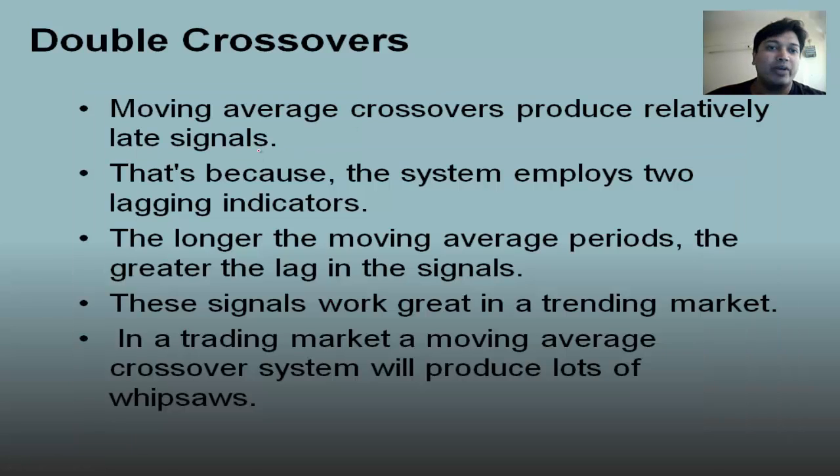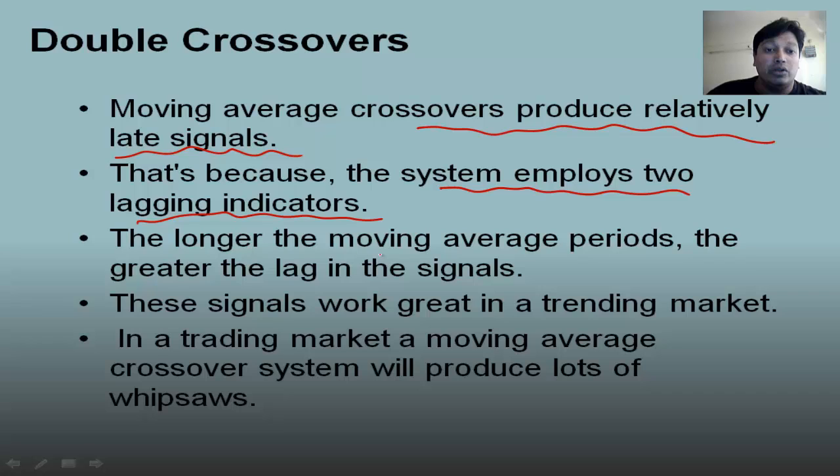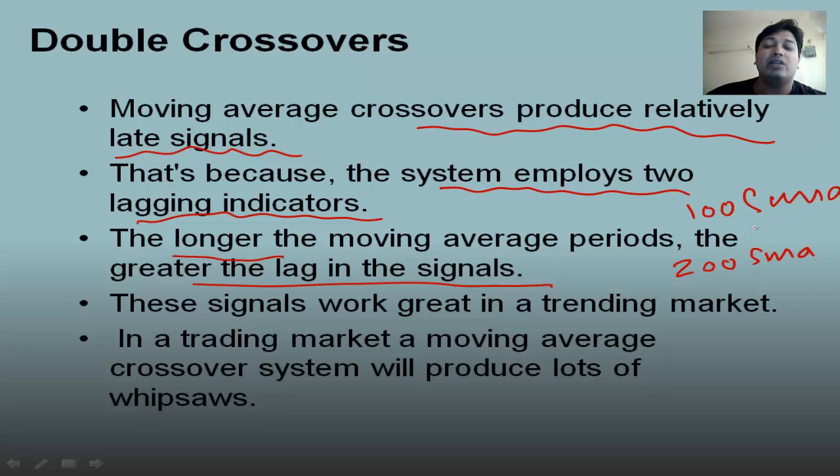Now let us very quickly understand what the problems with a moving average crossover system are. You have to remember that a moving average crossover system always produces relatively late signals, which means they produce signals after the prices have moved in a certain direction. That's because the system employs two lagging indicators. The longer the moving average period, the greater the lag in the signal, which means if you use a 100-day SMA and a 200-day SMA, the signals are going to come in very late.